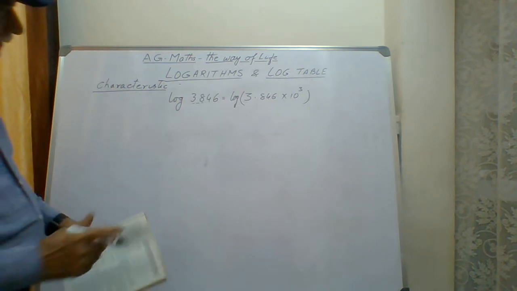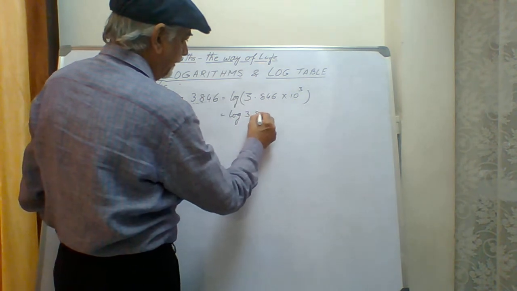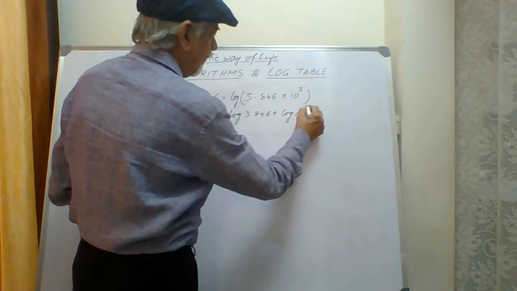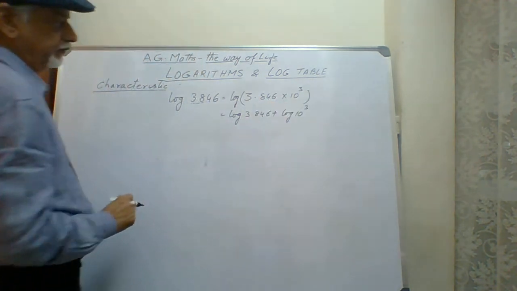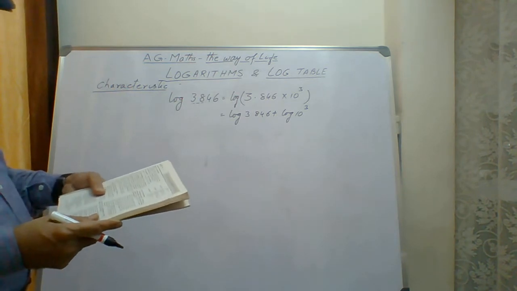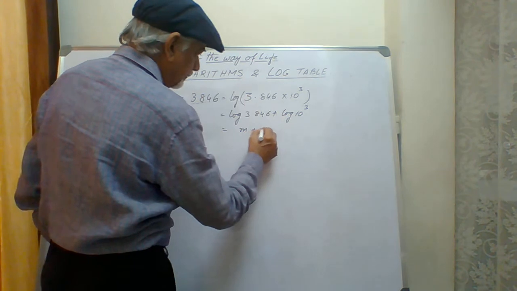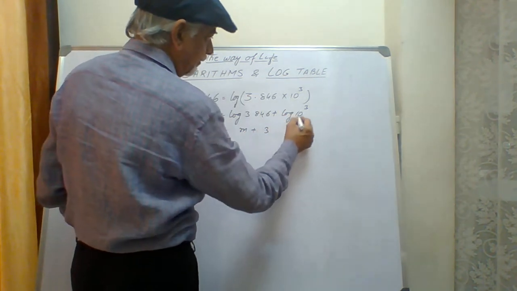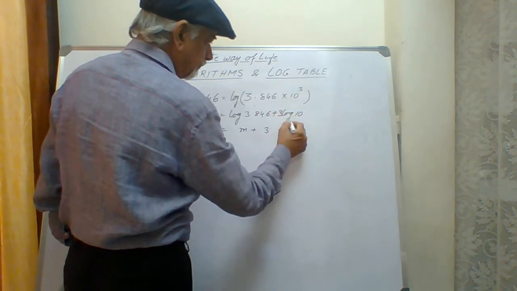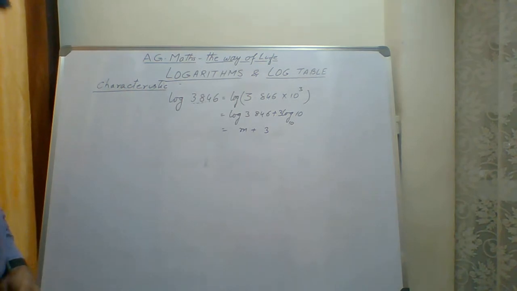So this can be written as log of 3.846 plus log of 10 cube, or the 3 can come inside. Right? This is one way of reading it. We can also say this value is m plus 3, because the 3 will come in front and log 10 to the base 10 is 1. So it is only 3. So m plus 3 is the value for this.